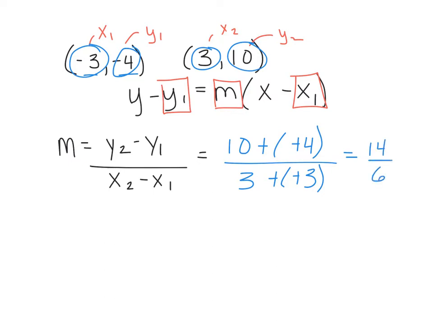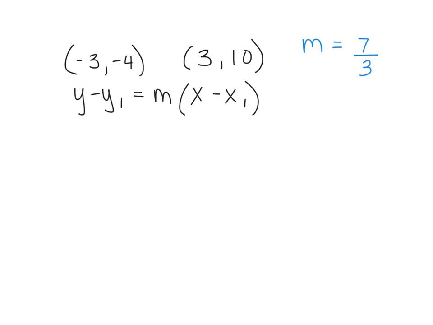And 14 over 6 can be reduced or simplified, and that's because 14 and 6 are both divisible by 2. So since they have the same number that they can be divided by evenly, we can go ahead and reduce it. So 14 divided by 2 is 7, and 6 divided by 2 is 3. So our slope is 7/3.